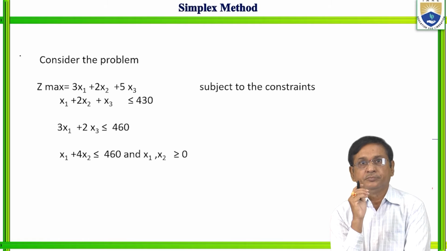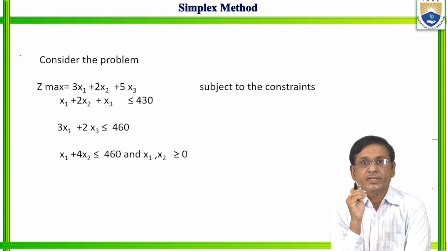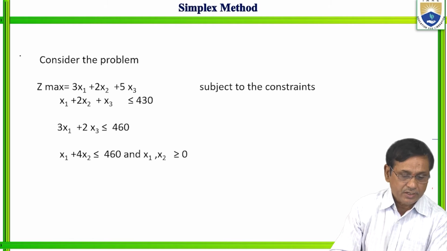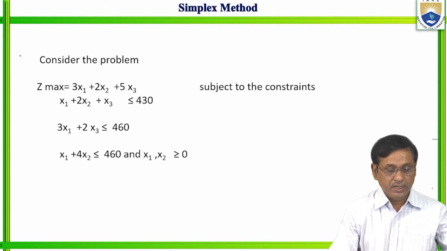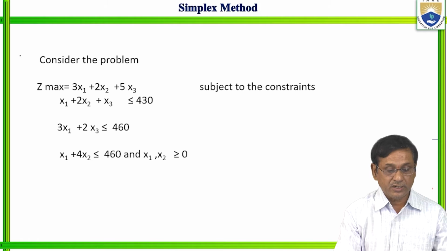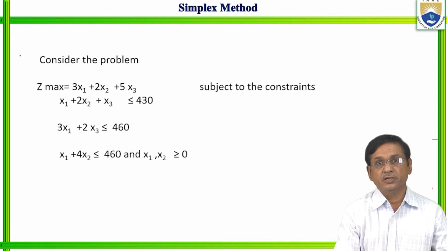Now, consider the problem. Z max is equal to 3x1 plus 2x2 plus 5x3 subject to the constraints x1 plus 2x2 plus x3 less than or equal to 430, and 3x1 plus 2x3 less than or equal to 460, x1 plus 4x2 less than or equal to 460, and x1, x2 greater than or equal to 0. The first step is we have to check whether all the right side constants of the constraints are positive or not. In this case, all the right side constants are positive, so we need not convert them.